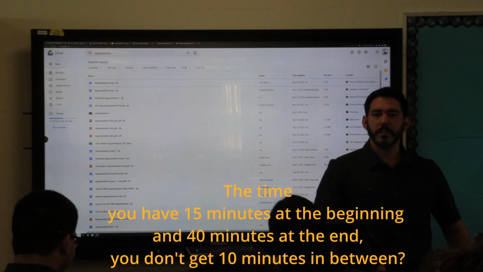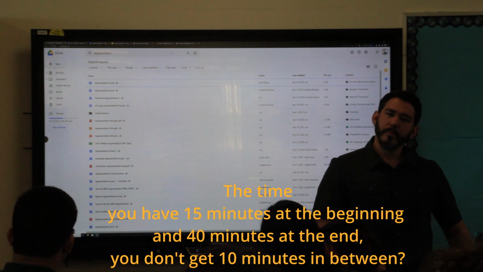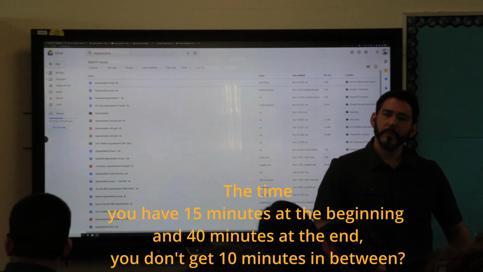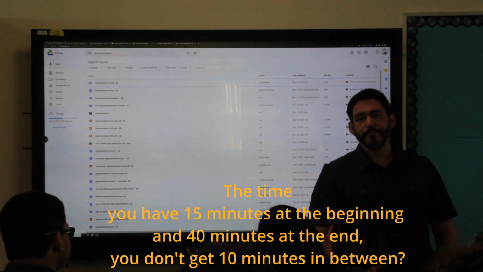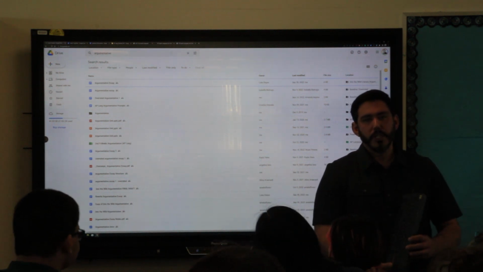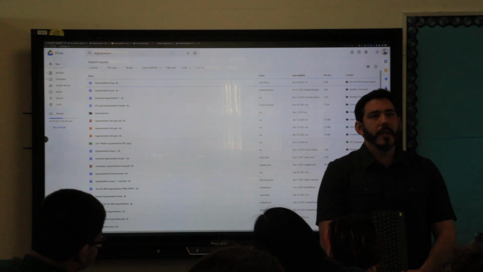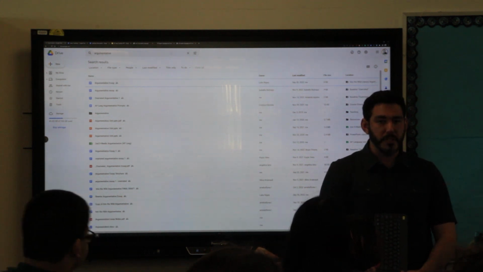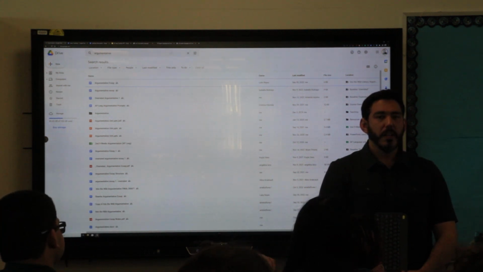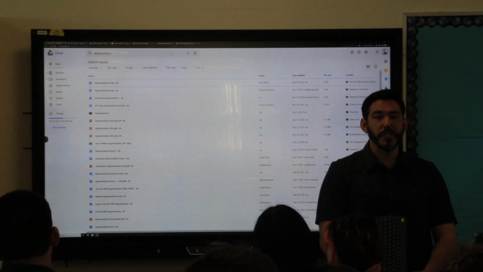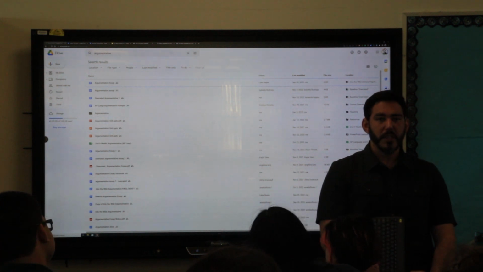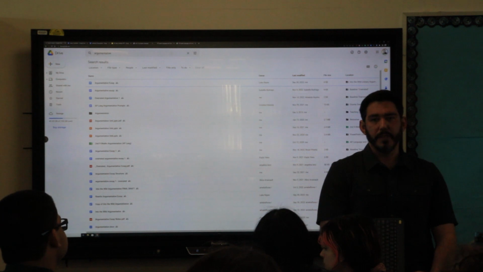For time, you have 15 minutes at the beginning and then 40 minutes for all the rest of the essay. You don't get like 10 minutes in between for reading. No. So that's a good question. You get 15 minutes for reading the sources. Only the sources for synthesis. And then 40 minutes for writing each essay.